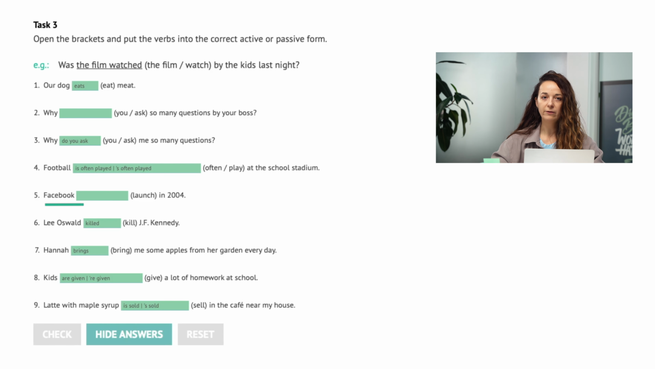Let's check out number 5. Launched or was launched? Obviously, Facebook is a social media platform that cannot launch anything by itself. So we'll say was launched.